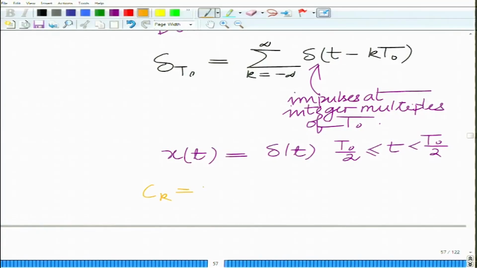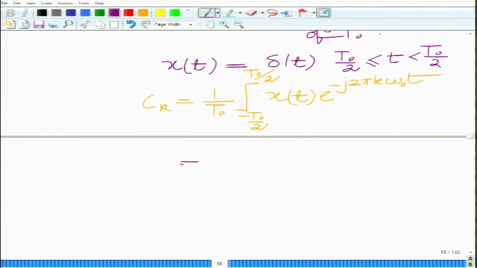So, we have Ck equals 1 over T naught integral from minus T naught over 2 to T naught over 2. It is particularly convenient to choose minus T naught over 2 to T naught over 2 because the impulse is well contained in this interval. So, that is x of t e raised to minus j 2 pi k omega naught t, which in this interval is simply the delta function.